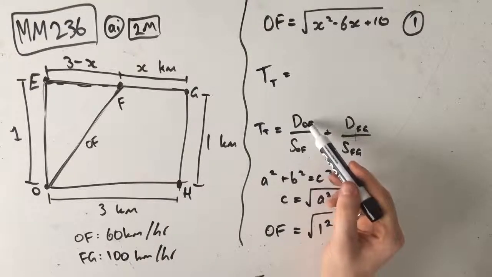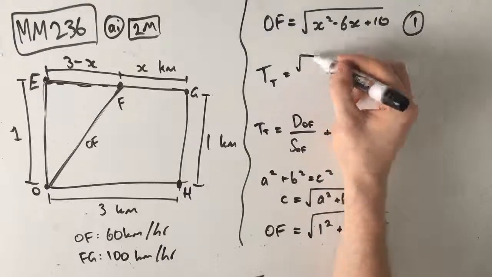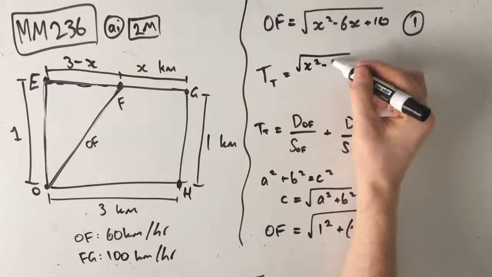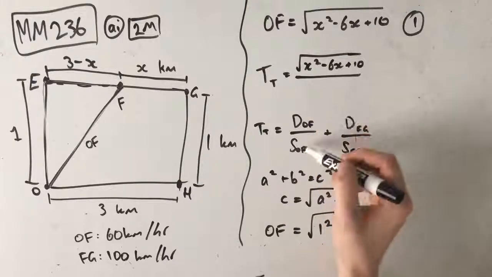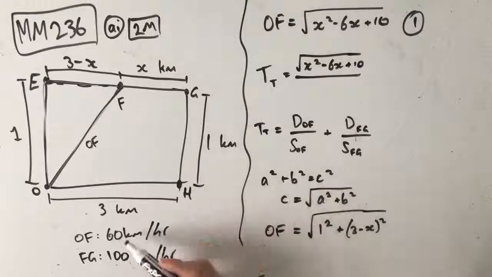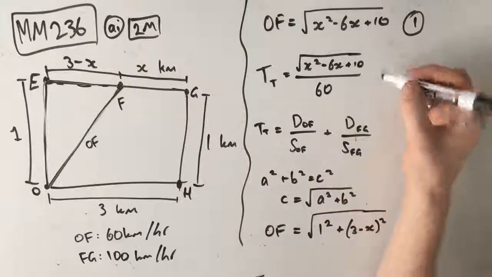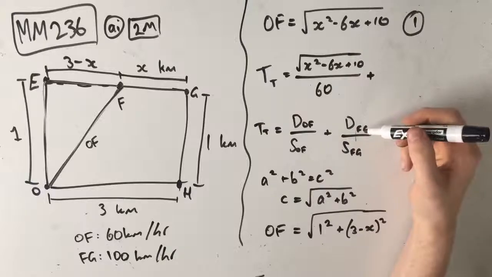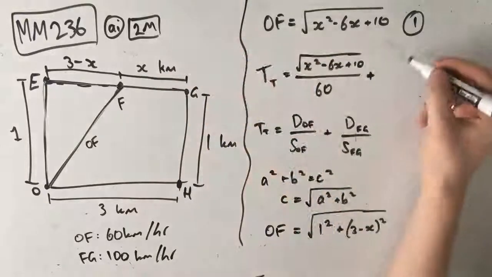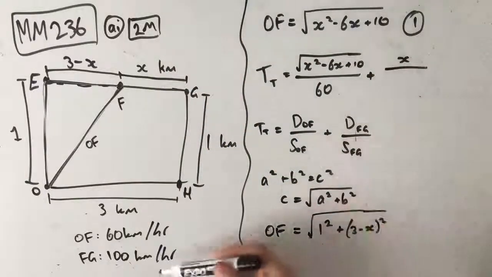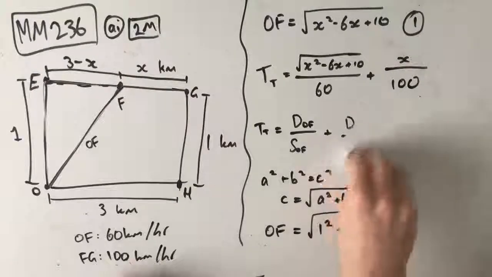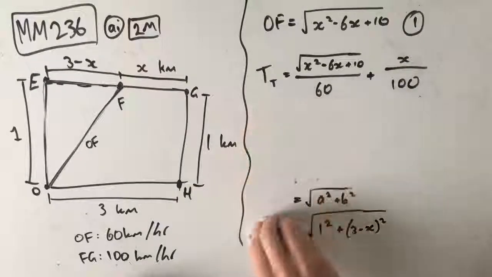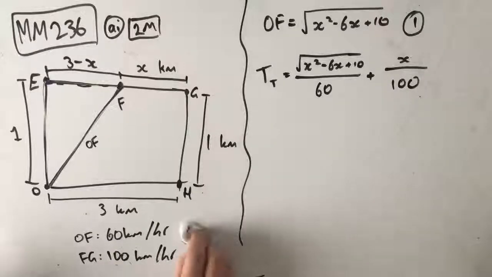equal to our distance of OF, which is this, x squared take 6x plus 10, over our speed along OF, which is 60 kilometers an hour, so 60, plus our distance of FG, which is x, over our speed along FG, which is 100. Awesome. And now what we're going to do is actually rearrange this to get the format that we want.